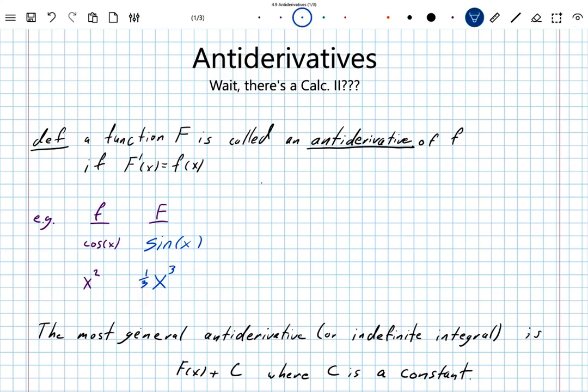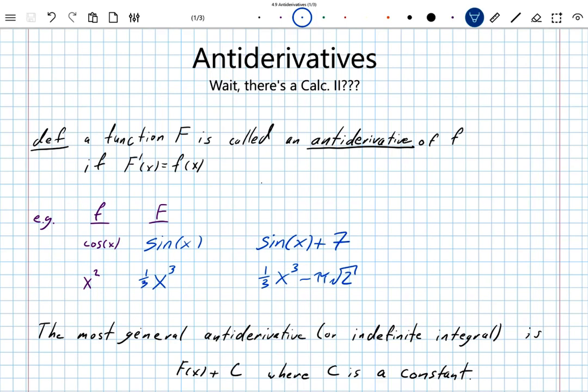Yeah, there is actually. This is very weird, but what if I took sine of x plus 7, and I took its derivative? Well, the sine of x would go to cosine, that 7 would go to 0. Similarly, I could do 1/3 x cubed minus, I don't know, pi times the square root of 2. Pi times the square root of 2 is a constant. When I take the derivative of that term, it goes away. And so we're in this maybe new position for you where there's actually infinitely many correct answers to this.